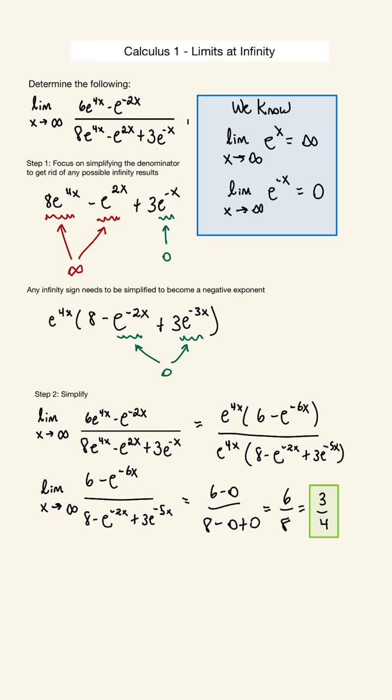So this is what we started with. Now we'll factor out e to the 4x from the numerator as well as e to the 4x from the denominator. And so we can go ahead and evaluate the limit as x approaches infinity. You'll see we get 6 minus 0 in the numerator, and in our denominator, we'll get 8 minus 0 plus 0, which we can simplify to be 3/4 for our solution.